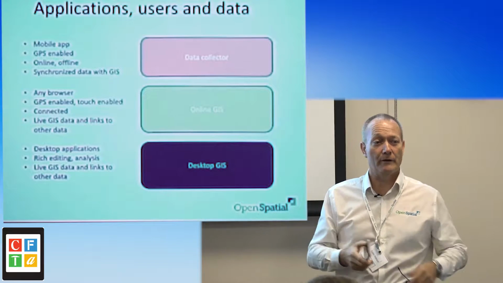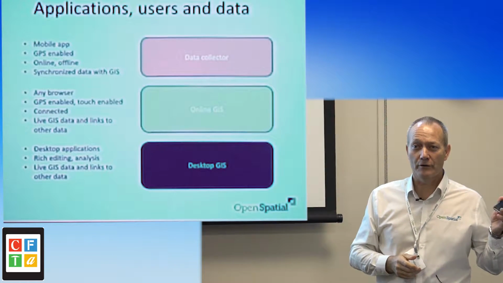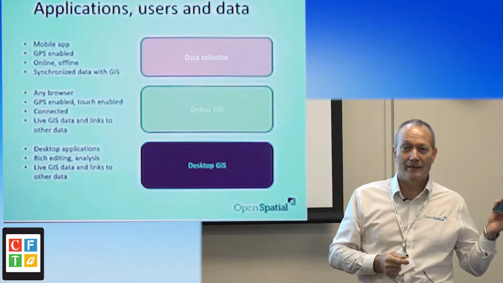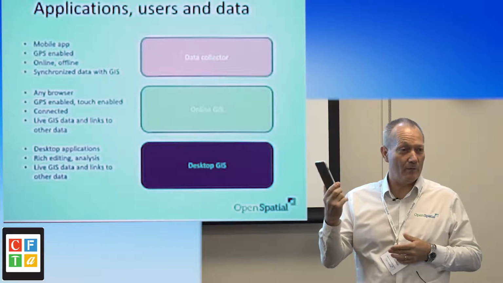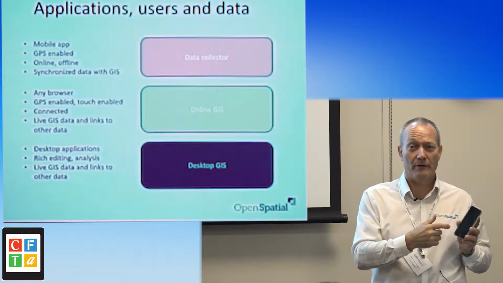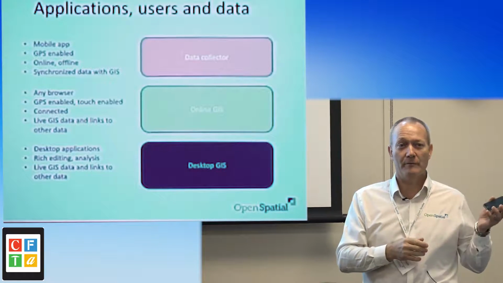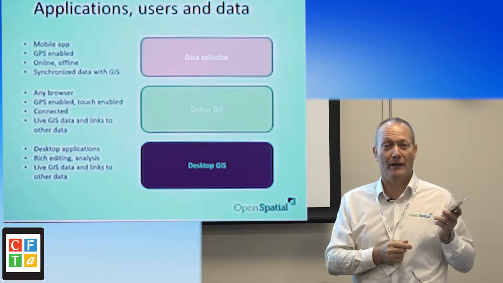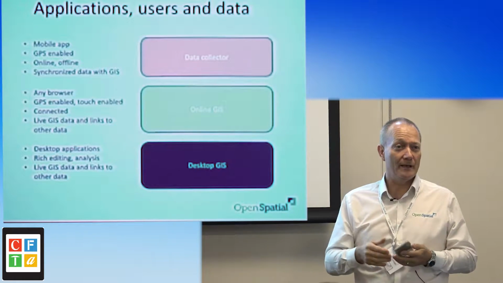GIS. However, it's connected. You lose your data connection, and there you go. So our mobile web-based GIS is GPS enabled, so you can zoom to where you are and all of that. But still, you have to be online, and there are a lot of places where you're not online. And so that's where data collectors come in.